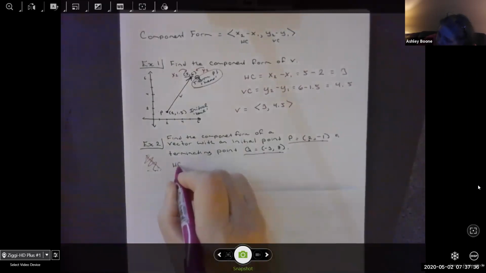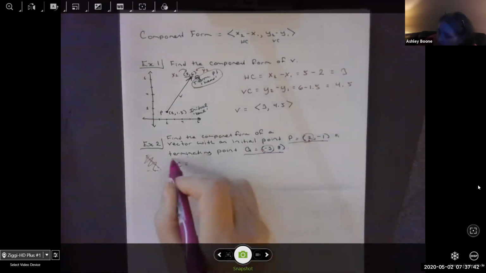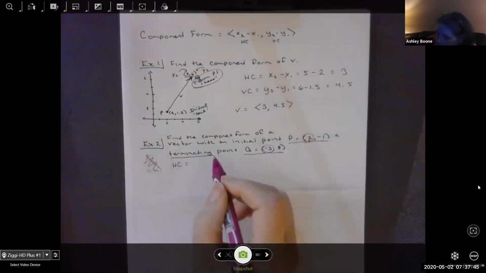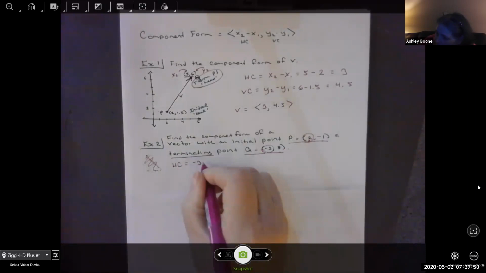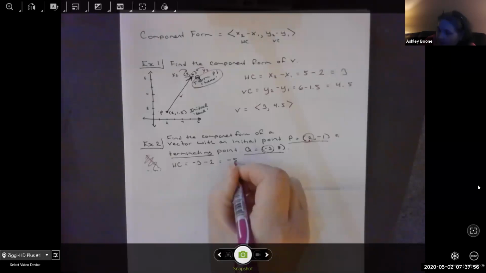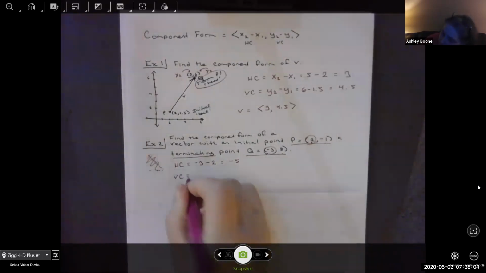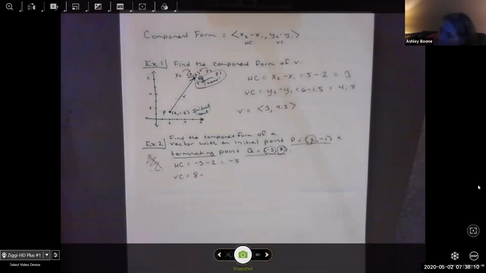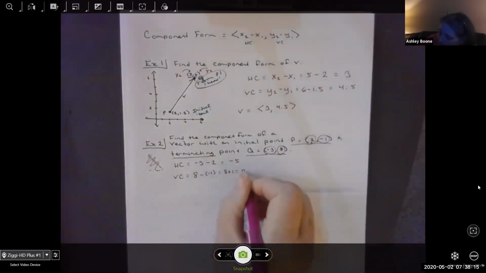Your horizontal component is going to be the difference in your x values, but you always start with the terminating, or head of the vector, first. So I have a -3 minus a 2. -3 minus 2 is a -5. Notice I am getting more negative. A negative refers to going in a negative direction. Vertical component, terminating point's y is 8. So I'm going to start with the 8 for the y value, minus the -1. That's an 8 plus 1, or a 9.